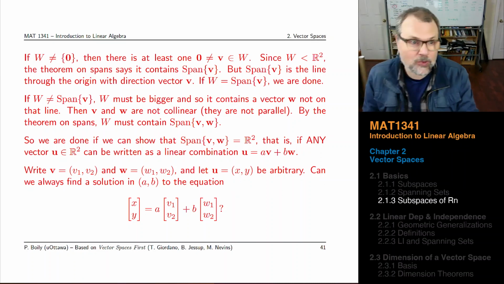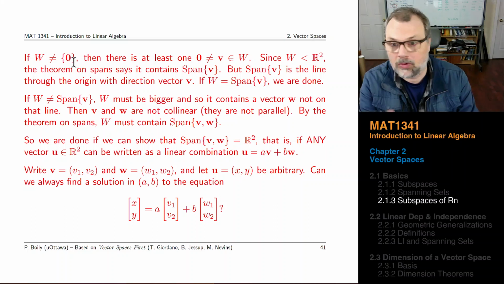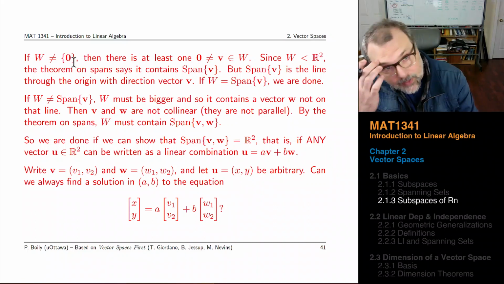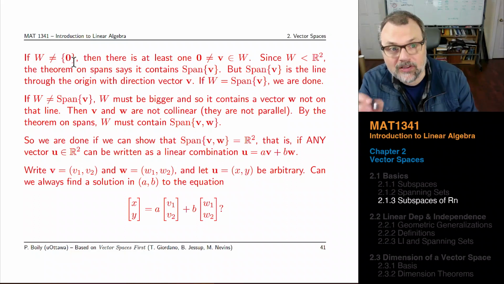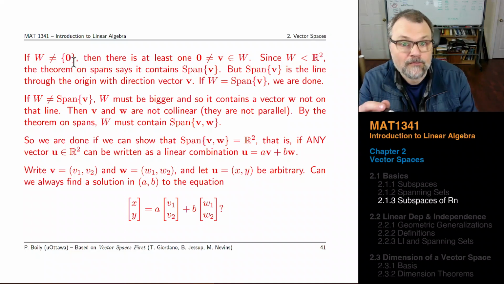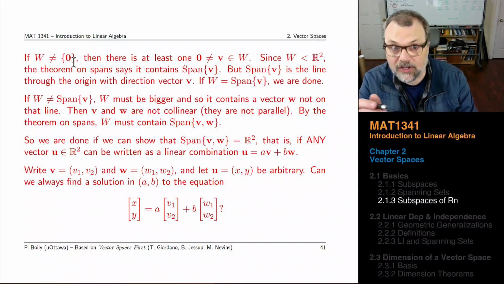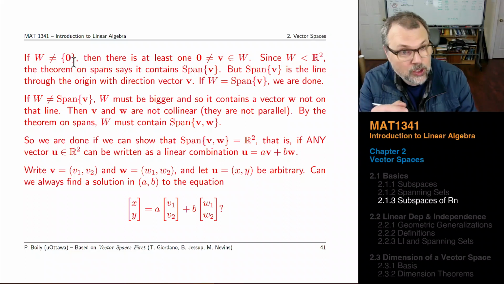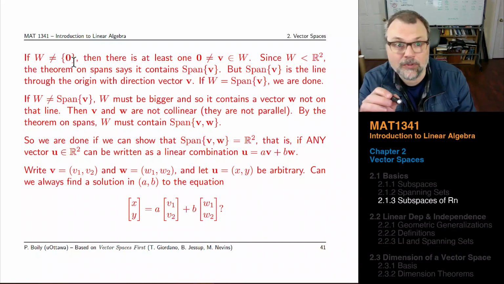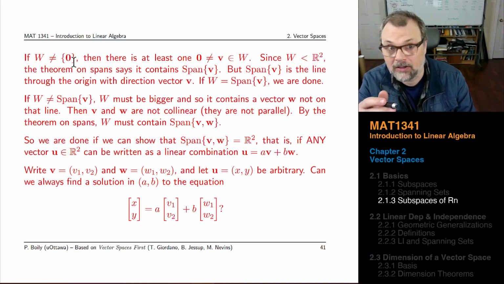Now, let's say that W is not the zero vector subspace. Then there's going to be at least one vector V in W which is different from zero. And because W is a subspace of R squared, we know that W must contain the span of V, because V is already in W. That's from the big theorem on spans. The span of V is a line through the origin with direction vector V. So if W is in fact the span of V, as opposed to just something that contains the span of V, then you're done.